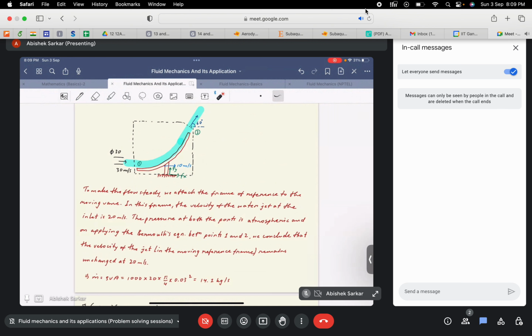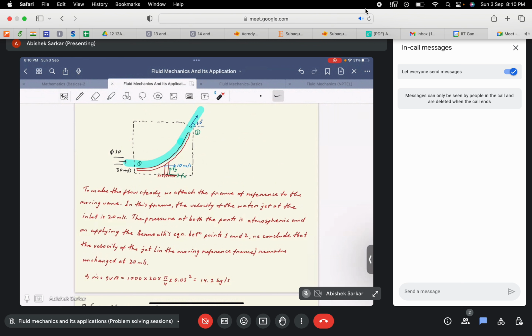I'm not saying that we cannot evaluate this problem by having a stationary control volume. Yes, we can absolutely do that. But what happens is that this leads to the treatment of an additional unsteady term that can make the problem a bit unnecessarily complicated.